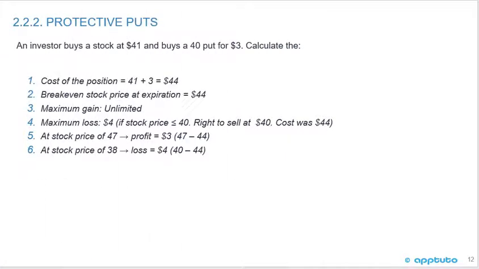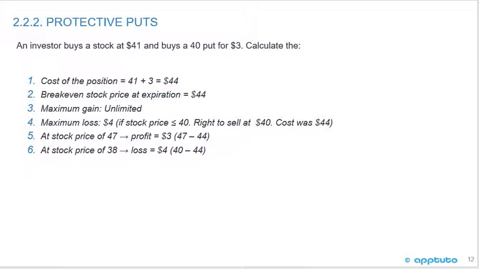Remember, a protective put is I buy the stock, I'm long the stock, and I buy the put as insurance to protect my downside. So the cost of the position is the $41 plus what I paid the premium for the put, which is $3, so it's $44. So the break-even stock price at expiration is the 44. The maximum gain is unlimited.